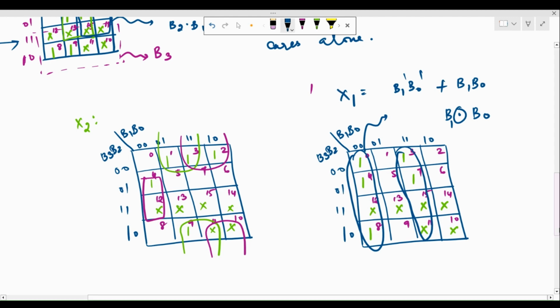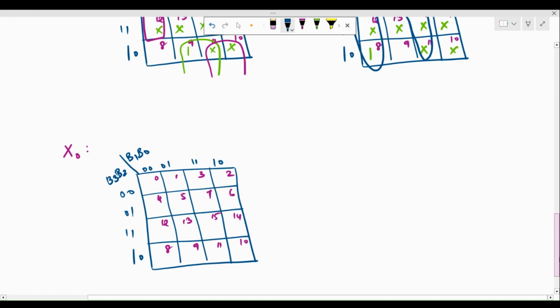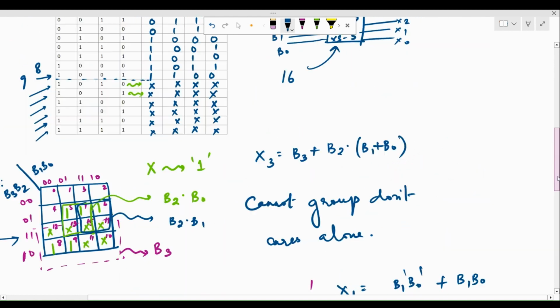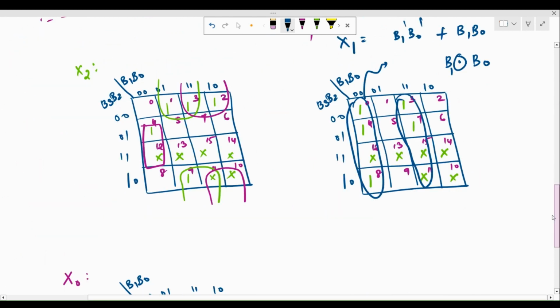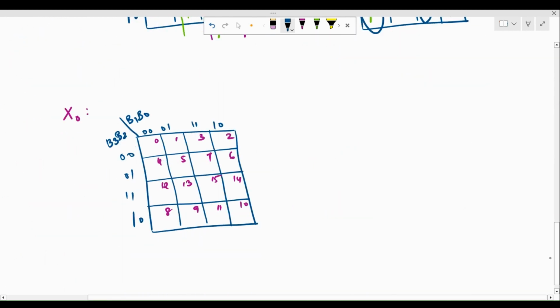Okay, and in the same way we can actually fill up the minterms for x naught. Here we see it starts from 0 again. 0, 2, 4, 6, 8, right? All the even numbers. So we have 0, 2, 4, 6, 8. And from 10 onwards, the rest are all don't cares. So how do we group this?